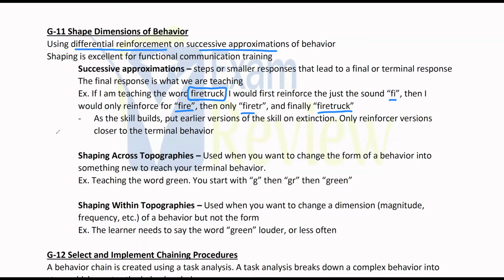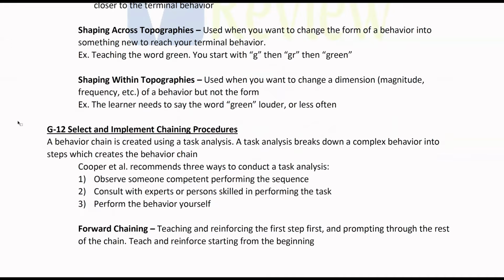Now, when we're shaping, we can do it in a couple different ways. We can shape across topographies, and that's used when you want to change the form of a behavior into something new. Or you can shape within topographies when you want to change a dimension. So if you want to change the actual behavior, how it looks and how it appears, so you want to teach the word green from G to gr to green, you're shaping across, you're changing the topography.